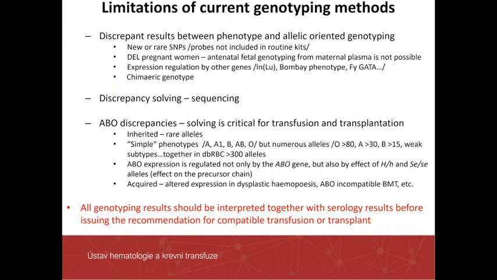When solving discrepancies of the current genotyping method, we are using sequencing. First is classical sequencing, and now next generation sequencing is coming, and it will be a big help for solving complicated cases and discrepant cases. And in this case, for ABO, solving of the discrepancies is critical for transfusion and also for transplantation, because ABO is a histo-blood group system.